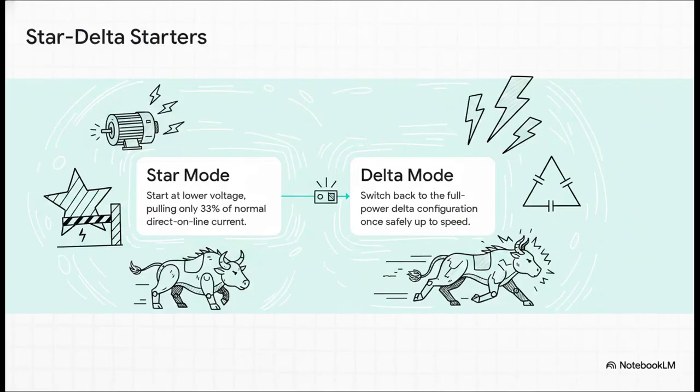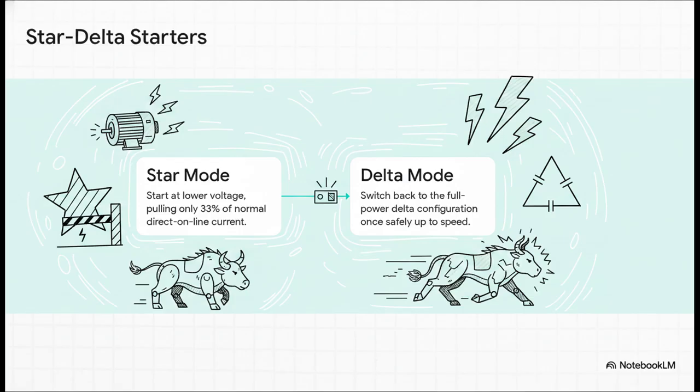Let's walk through a classic step-by-step mechanical workaround, the star-delta starter. Normally, when a motor starts up in its standard delta wiring configuration, it pulls maximum current. But engineers figured out a clever trick. If they wire the motor to start in a star configuration, it artificially chokes the voltage. It limits that starting current to exactly 33% of its normal direct online current.